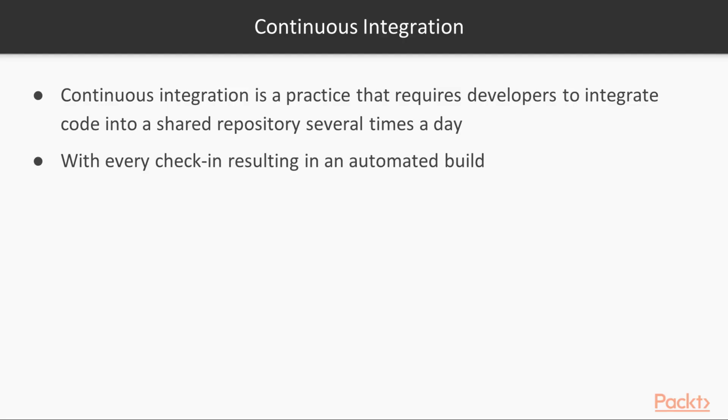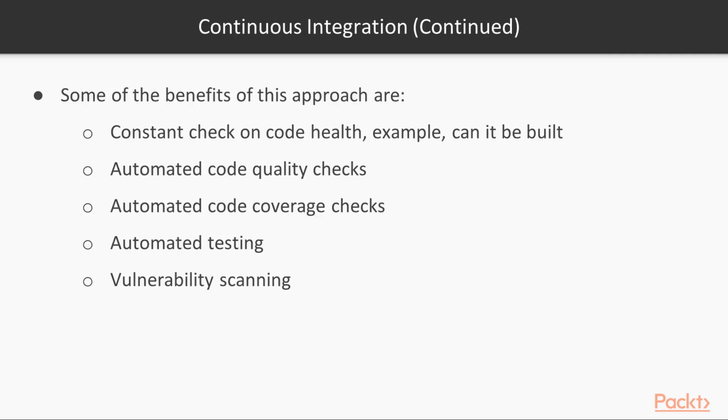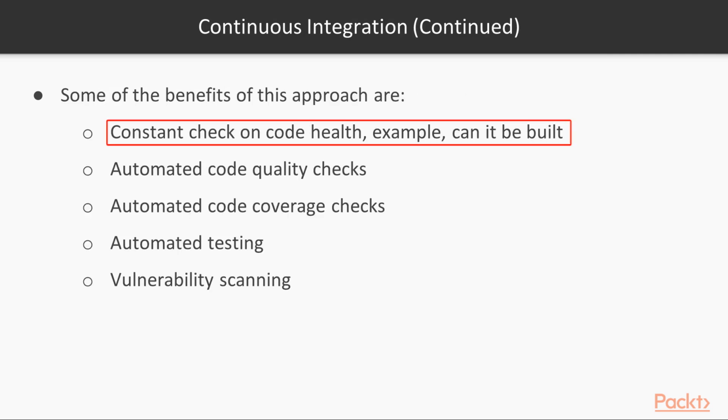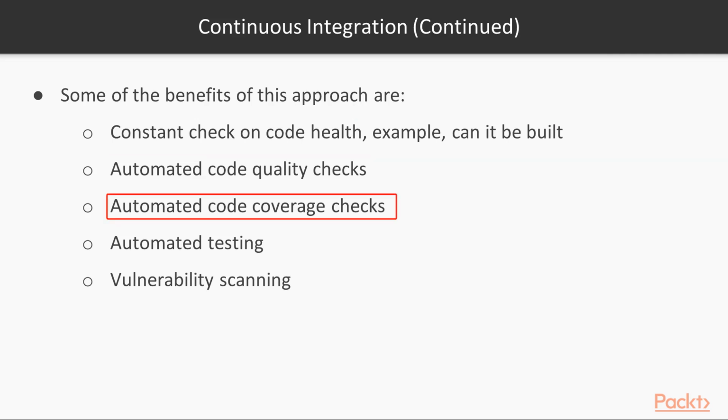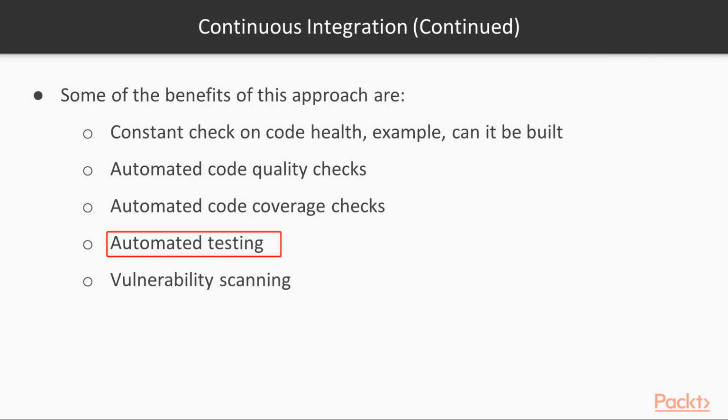So let's go into a little bit more detail about the terms. Continuous integration is a practice that requires developers to integrate code into a shared repository several times a day, with every check-in resulting in an automated build. This has a number of benefits, such as the ability to constantly check on code health, i.e. can it be built? And then automated code quality checks, followed by automated code coverage checks, and automated testing. Things like vulnerability scanning as well.